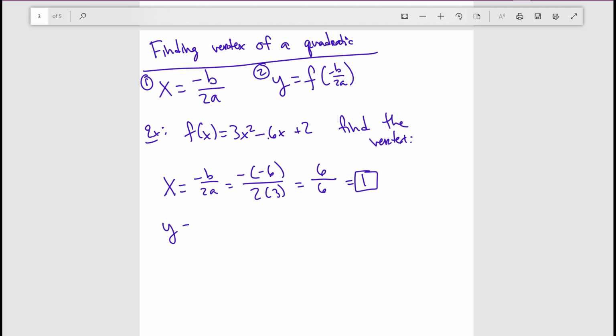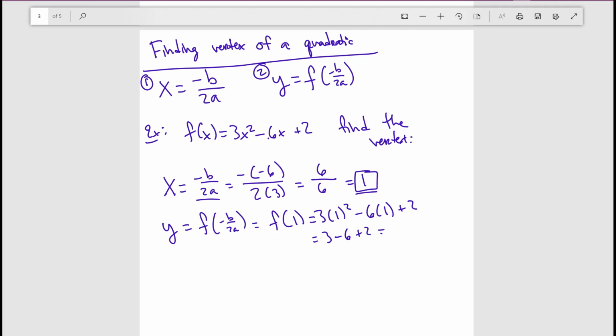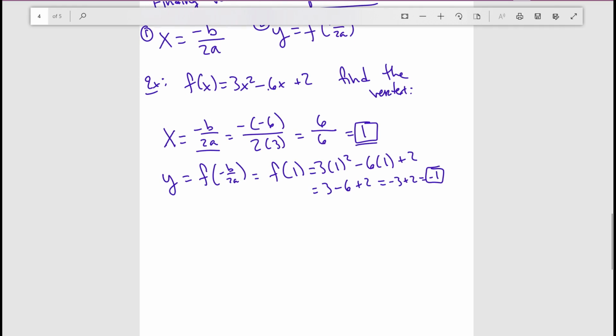My y coordinate now is going to be me plugging this 1 back into the function. So f of negative b over 2a, well, negative b over 2a was equal to 1. So I'm going to plug in 1 into the function. So it's going to be 3 times 1 squared minus 6 times 1 plus 2. This is going to give me 3 minus 6 plus 2. So 3 minus 6 is going to give me negative 3 plus 2, which gives me negative 1.